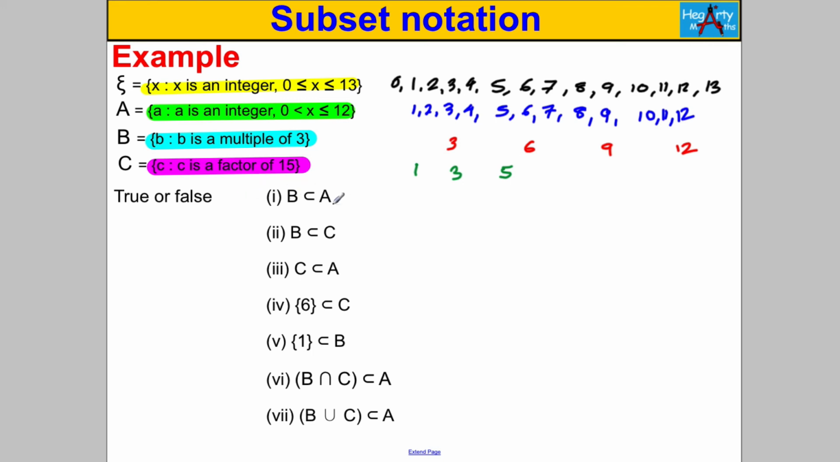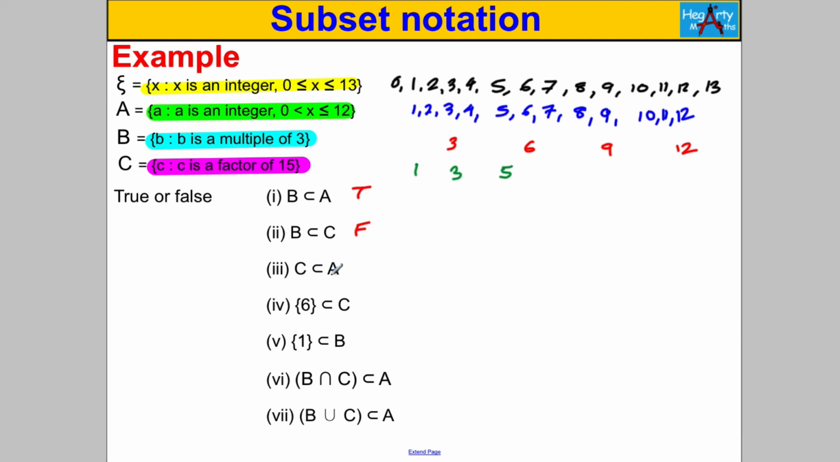Is B a proper subset of A? Are the elements in B all entirely contained within A? 3 is in A, 6 is in A, 9 is in A, and 12 is in A, so this is a true statement. Is B entirely contained within C? Is it true that all the elements of B are in C? No, that's not true at all. They only actually share one element in common, so this is false.